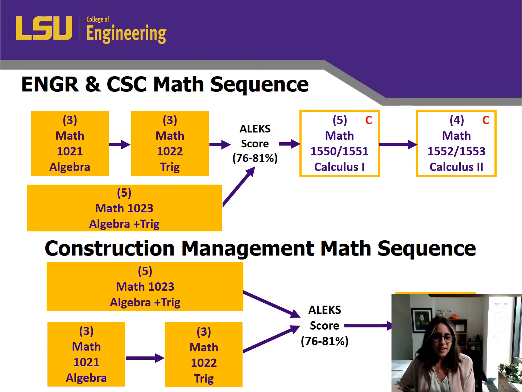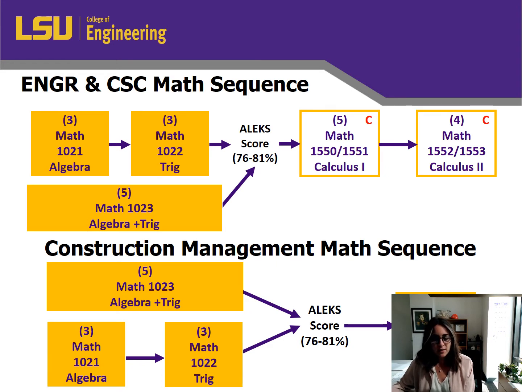If you want a prep course and you don't want to take trig because you don't need it, and potentially you already have credit in algebra or don't have credit in algebra, you can take Math 1023. That's a little bit of algebra, a little bit of trig, and people think it's a good prep course for calculus before you take the ALEX exam.